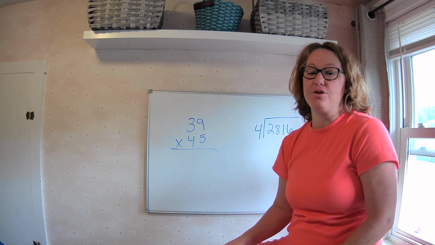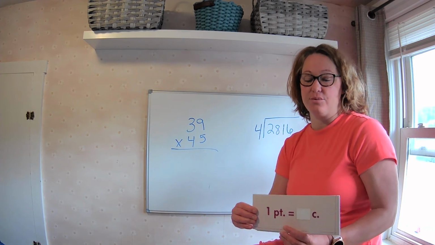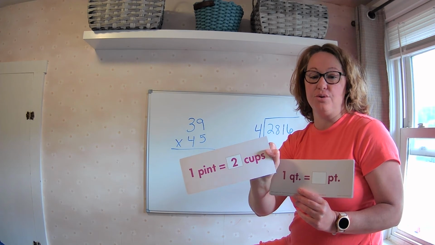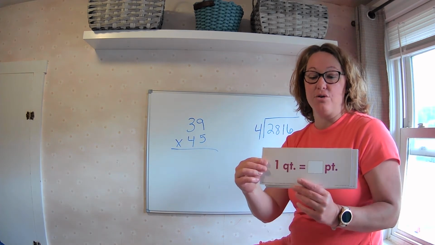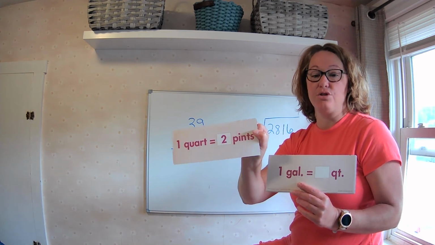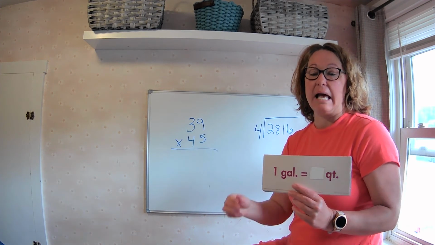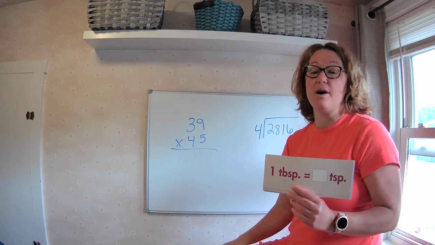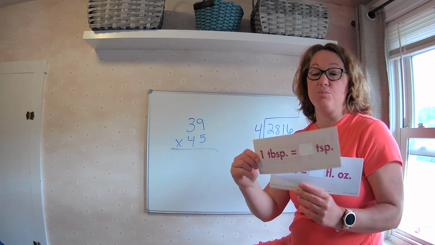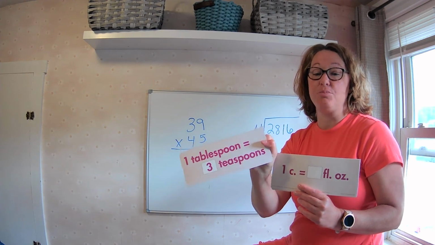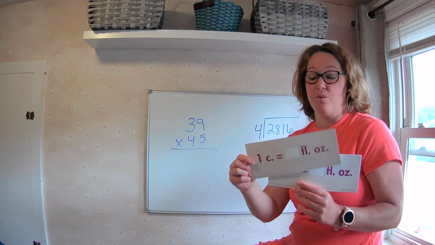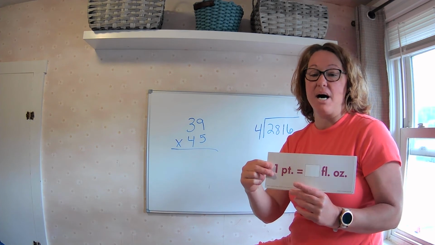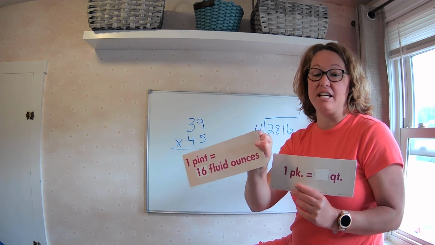We're going to review our dry and liquid measurements real quick. We have 1 pint. 1 pint equals 2 cups. We have 1 quart. 1 quart equals 2 pints. 1 gallon. 1 gallon equals 4 quarts. We have 1 tablespoon. 1 tablespoon equals 3 teaspoons. 1 cup. 1 cup equals 8 fluid ounces. We have 1 pint. 1 pint is 16 fluid ounces.